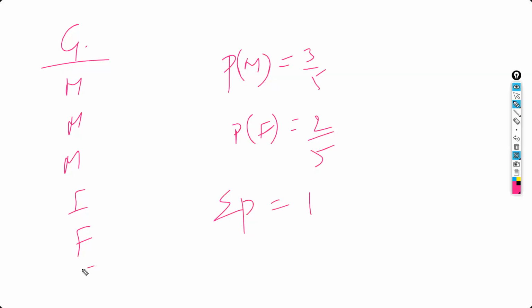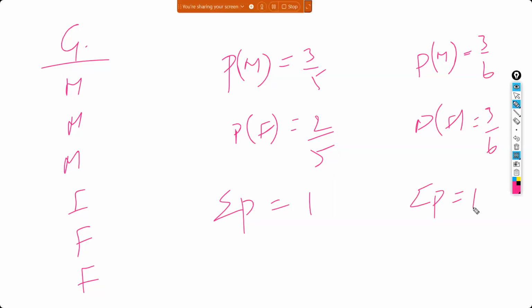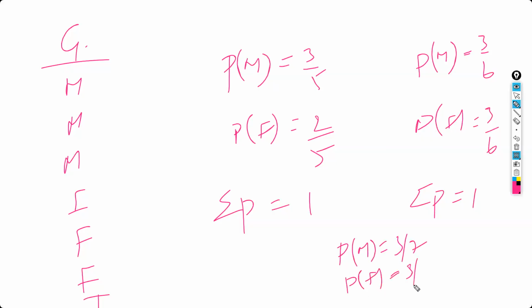Now, I am adding one more, F. In this case, what is the probability of M? 3 by 6. What is the probability of F? 3 by 6. What is the total? 3 plus 3, 6 by 6, so the sum is 1. In the second example also, the sum of the probabilities is 1. Let's add one more, T. What is the probability of M? 3 by 7. F? 3 by 7. T? 1 by 7.